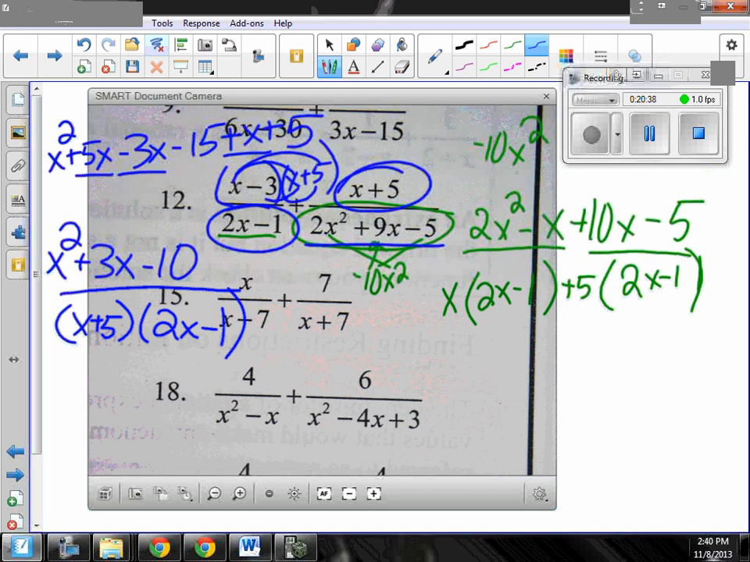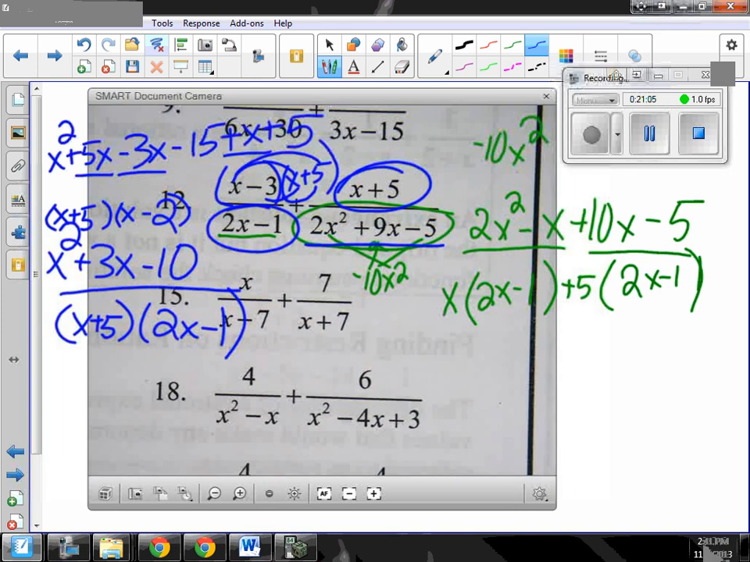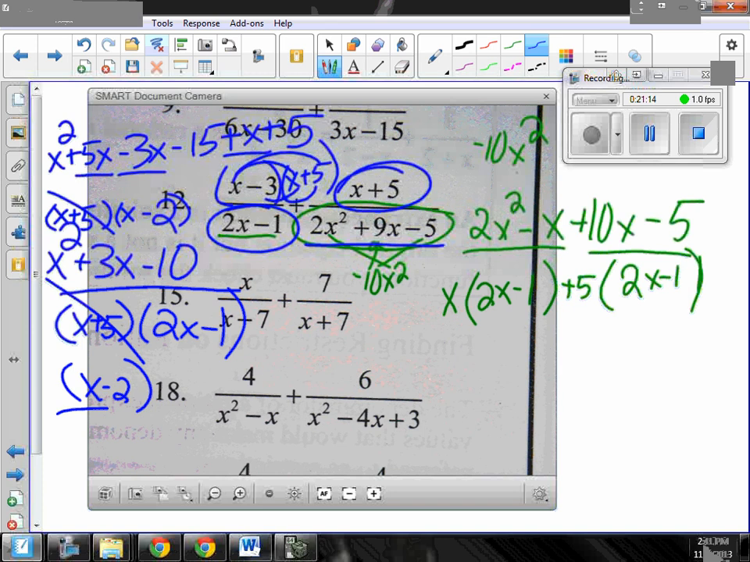Okay. Now, I need to factor the numerator. What do I know about the signs of the numerator? X plus, x minus. Are there factors of 10 that add to be 3? So 5 and negative 2. Can I cancel anything? X plus 5 cancels x plus 5, so my answer is x minus 2 over 2x minus 1.